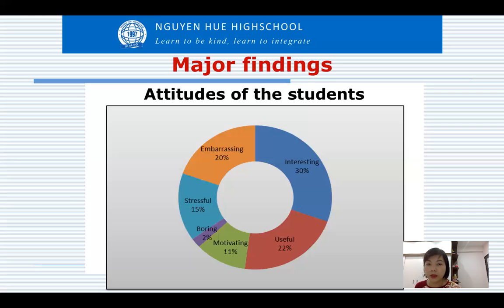Okay, that's some of my explaining towards the attitudes of the students with communicative activities I used in the class.